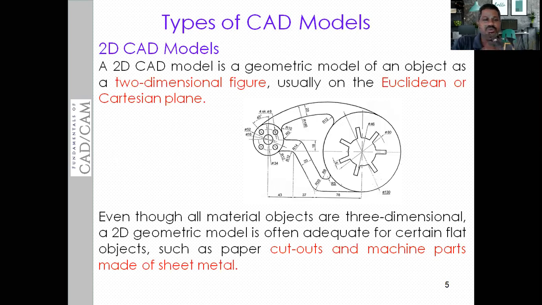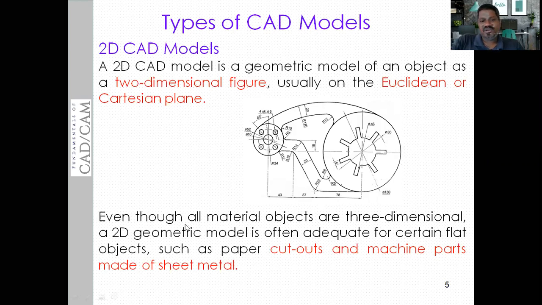As I said just now, the 2D CAD model means the drawing which is represented only two-dimensionally. The drawing which is drawn using 2 dimensions is called the 2D CAD model. You can see one figure here in which you can find the two dimensions only, one along the x-axis, one along the y-axis.